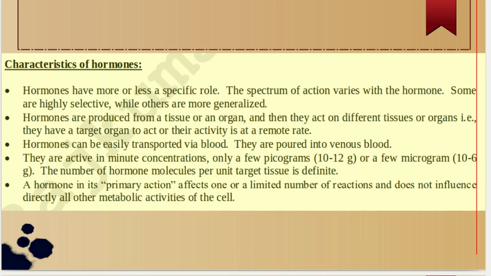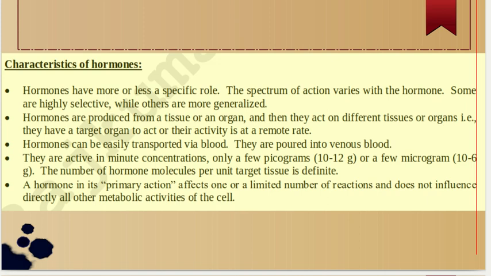The spectrum of action varies with the hormone. Some hormones are highly selective while some have generalized functions. Hormones are produced from a tissue or an organ, and they act on a different tissue or organ, that is, the target organ, where their activity is at a remote site.